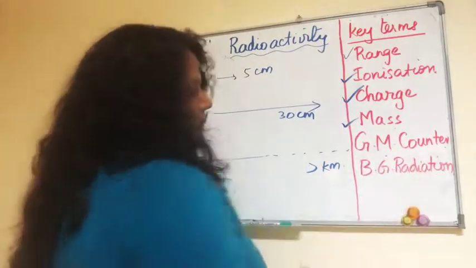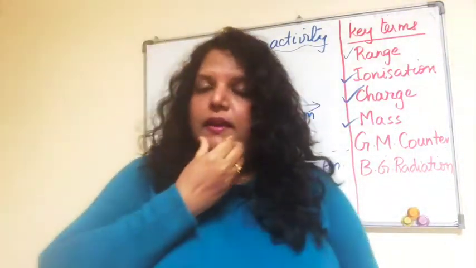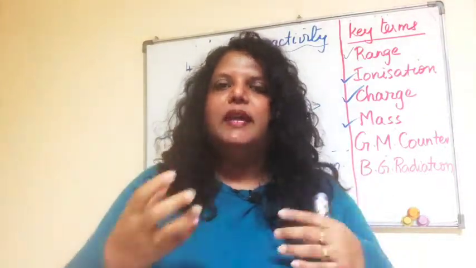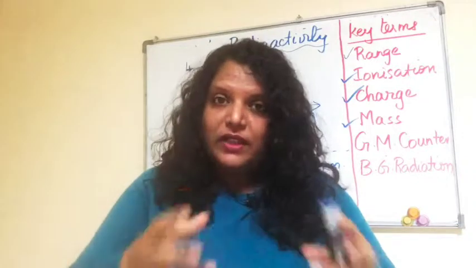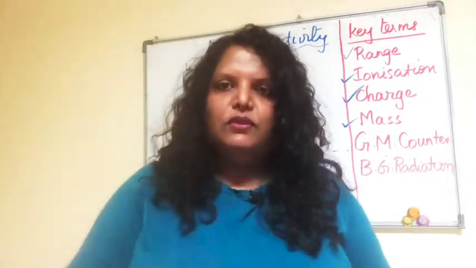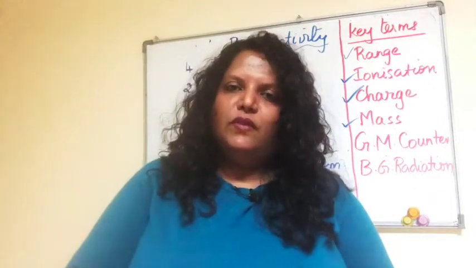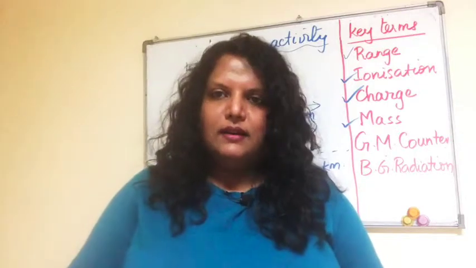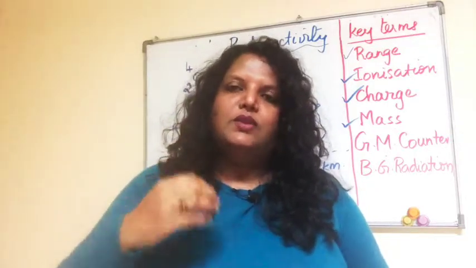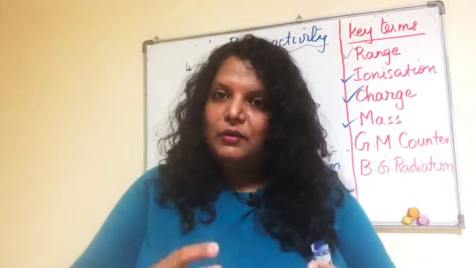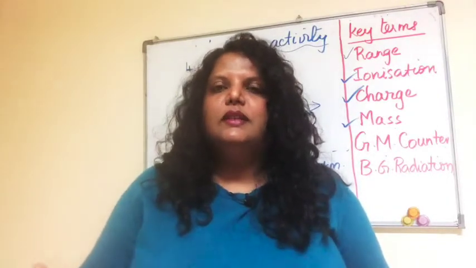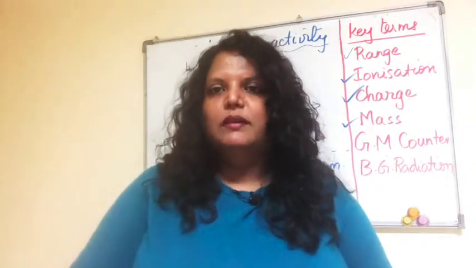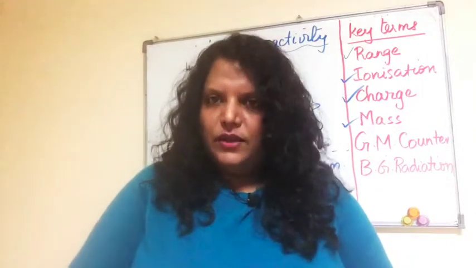Now, what is a GM counter and background radiation basically? When you're comparing isotopes and discussing the effects of these radiations, whether it's going to be harmful or whether we can put it into a useful form, you need to know how strong these radiations are, or how strong a particular isotope is going to be. It will depend upon how many radiations it's giving out in a second. We need that to compare the strength of these radioactive isotopes.